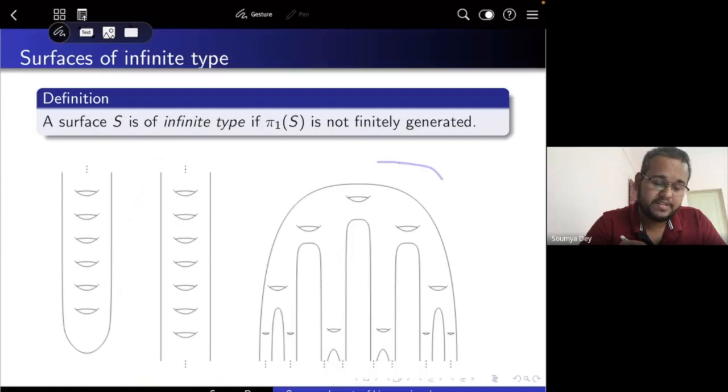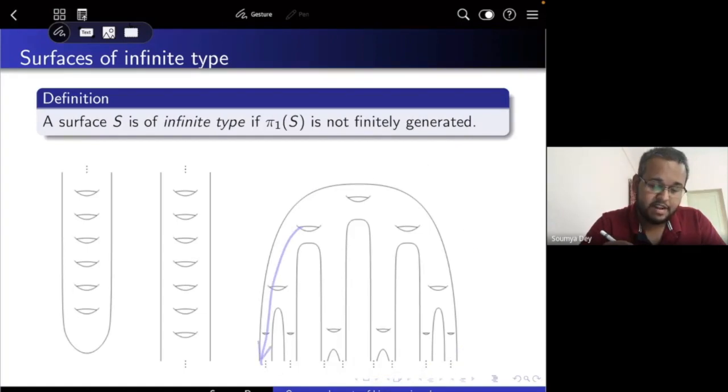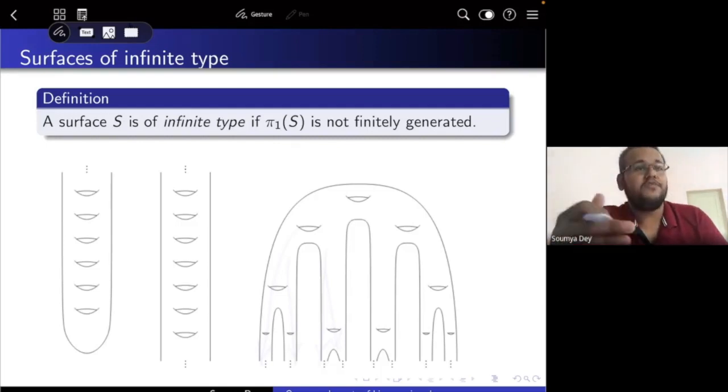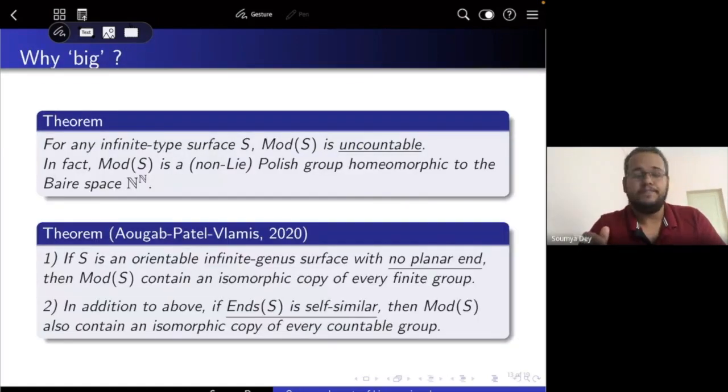And in the third example, it's like a binary tree, and in each of these directions you have infinite genus. So any of these kinds of things can happen in surfaces of infinite type. Now, how do you define the type? A surface S is of infinite type if the fundamental group of S is not finitely generated. So now we will be dealing with all those surfaces which have pi_1 not finitely generated. Any such surface has a mapping class group associated with it. The same definition works here, and these are called big mapping class groups.